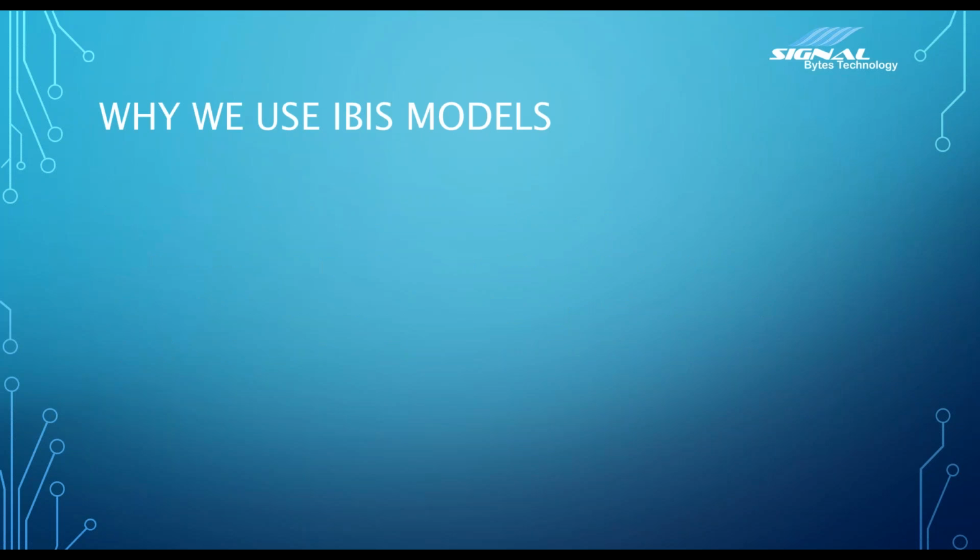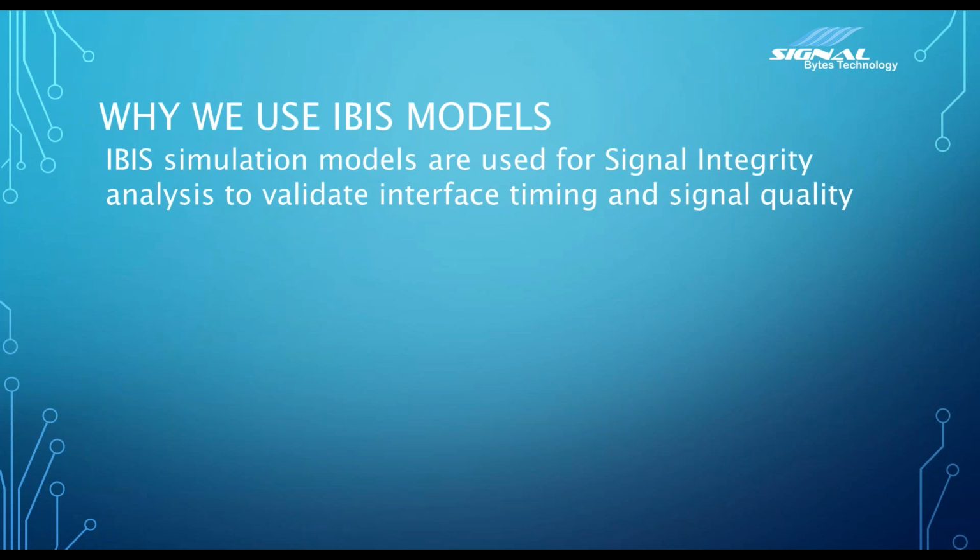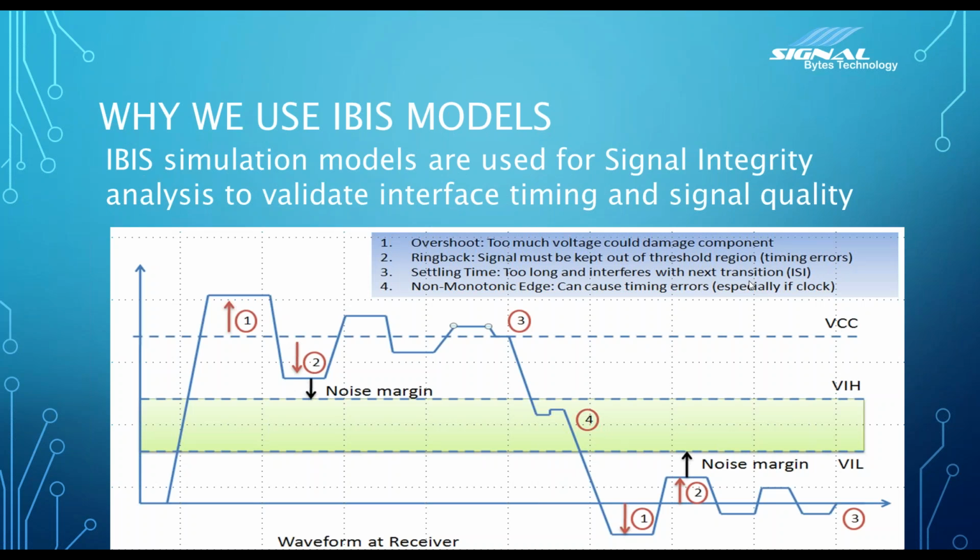So, overview of an IBIS model. Why do we use IBIS models? Remember that IBIS simulation models are used for signal integrity analysis to validate interface timing and signal quality. Here I've shown a chart of an input waveform at a receiver, calling out some of your standard signal integrity quality issues in terms of overshoot and undershoot and ring back and settling time. IBIS models represent your I/O buffers, your drivers and your receivers, and you use these in your simulation to go over your full system design and determine what your margin is. So this is why we're using IBIS models.